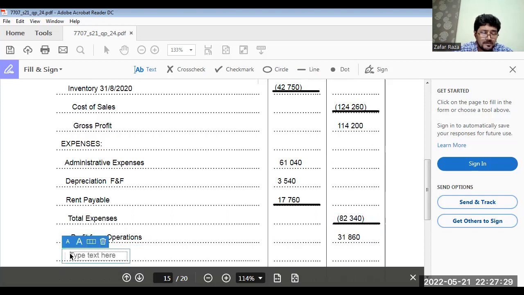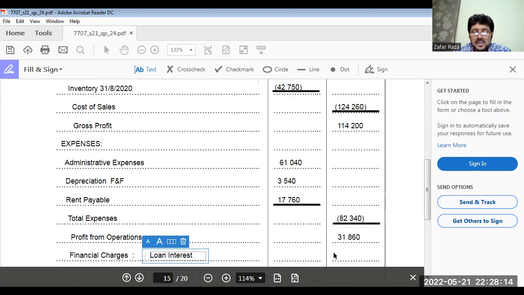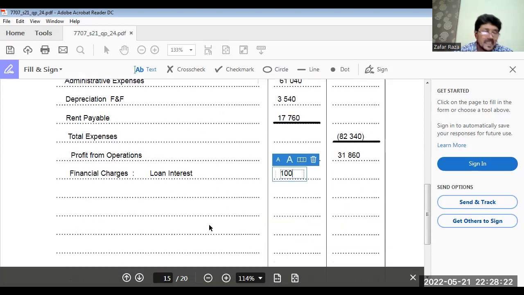Financial charges. Loan interest. How much? 5% of 2,000, that is 100. And bank interest.